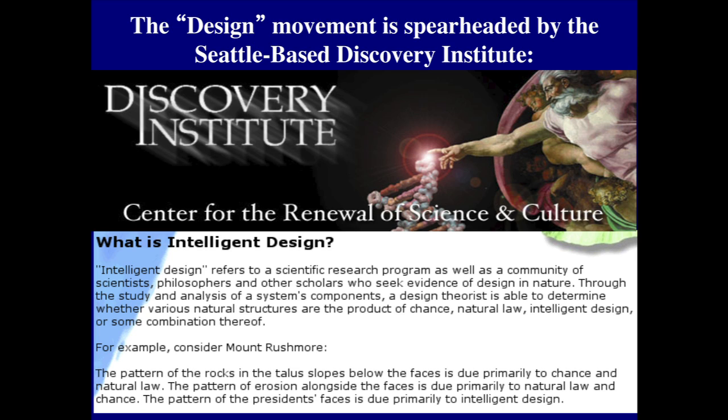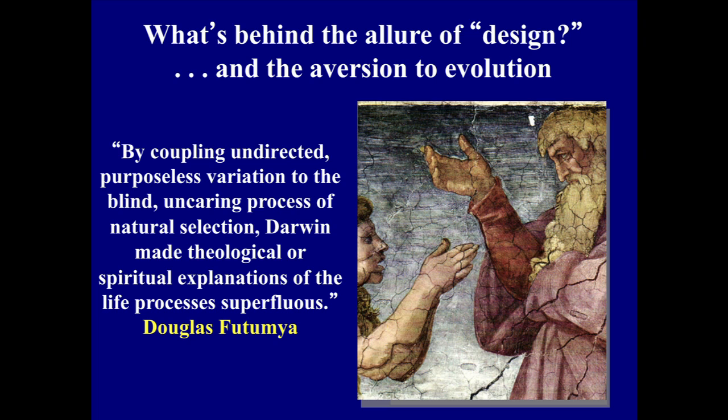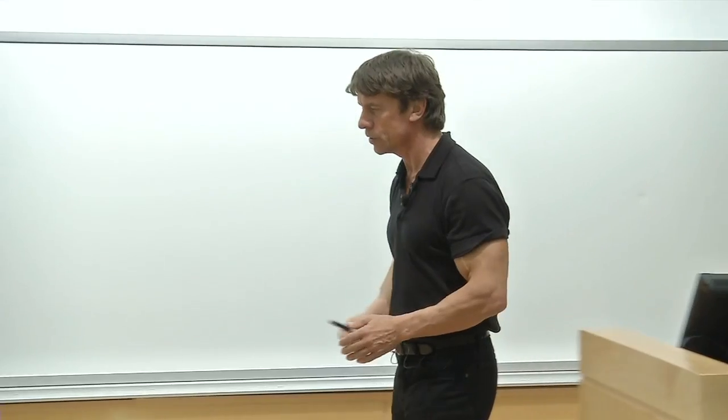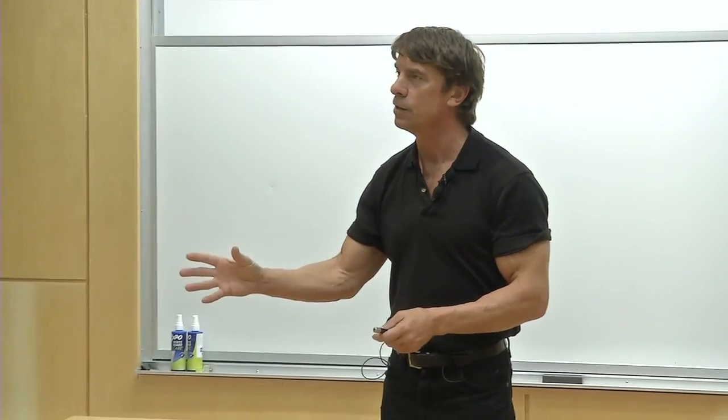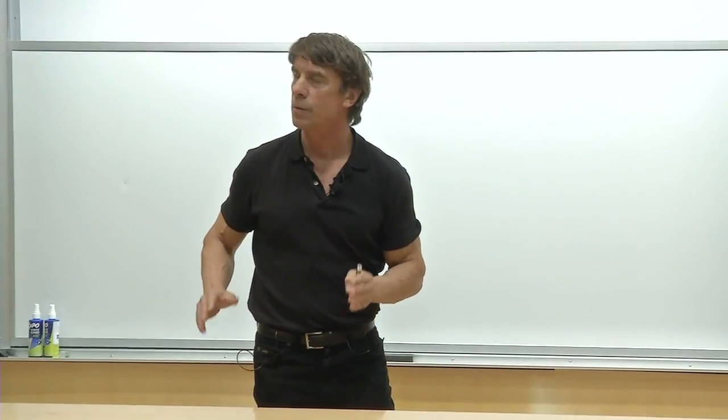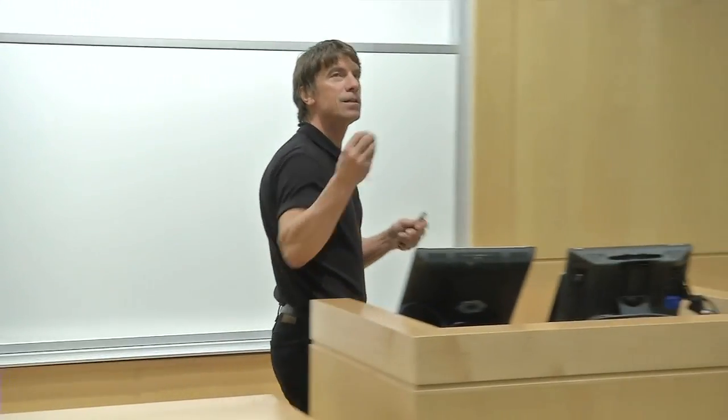The design movement was spearheaded primarily in recent times by the Seattle-based Discovery Institute, and you can go to their website for a definition of intelligent design. What's behind the lure of design? Behind the idea that a clock must have a clockmaker, that it is so complex that there must be some outside force designing it, the way we ourselves impose design on a clock. Or is it, as Richard Dawkins proposes, that the watchmaker is blind, that all of this resulted from simple emergent rules by chance and necessity, that given DNA, this diversity will occur?